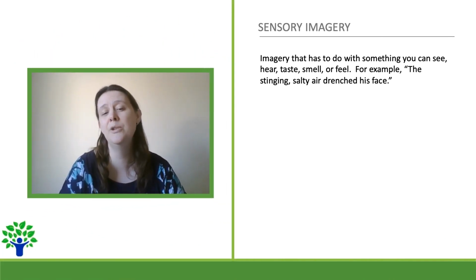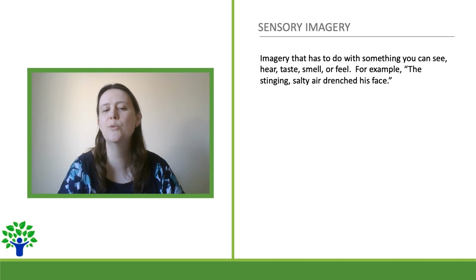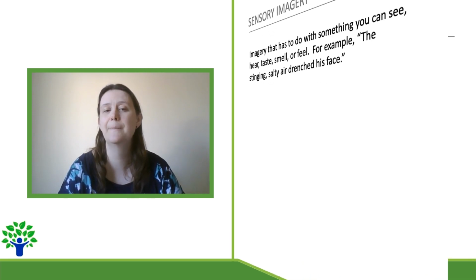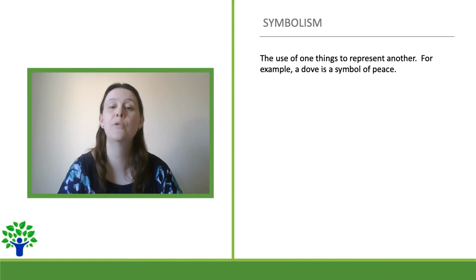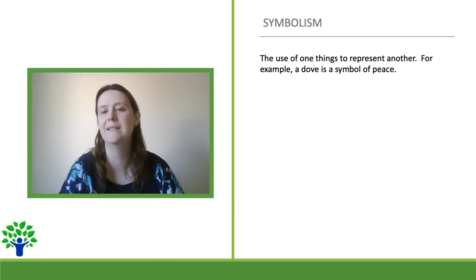Sensory imagery is imagery that has to do with something that you can see, hear, taste, smell, or feel. For example, the stinging, salty air drenched his face. And finally, symbolism. This is used for one thing to represent another. So, for example, a dove is often a symbol for peace.